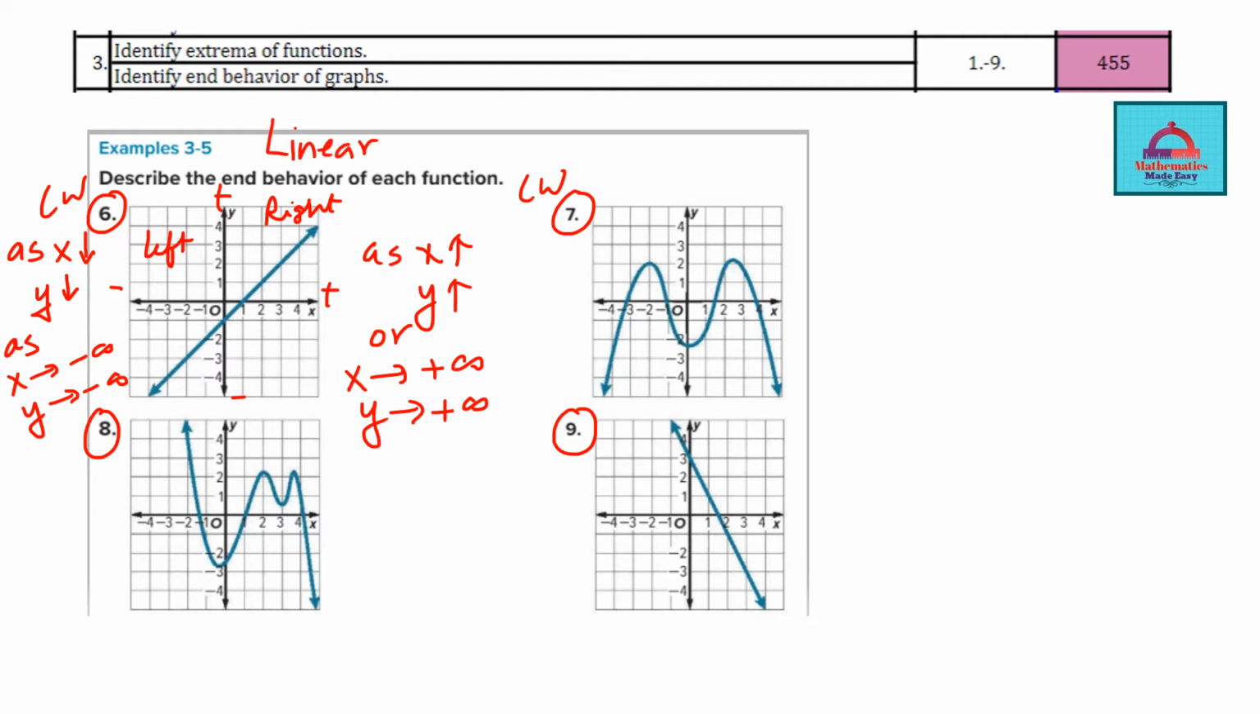Quite easy. Let's talk about question 7. Now this is a curve. You can see it's going up, down, like that. It's not a straight line anymore. So it's a non-linear one. So on the left, as x goes to negative infinity, the graph is going down, so y also goes to negative infinity. On the right also it's going down, so as x goes to plus infinity, y also goes to minus infinity. Both sides, you can see it is decreasing.